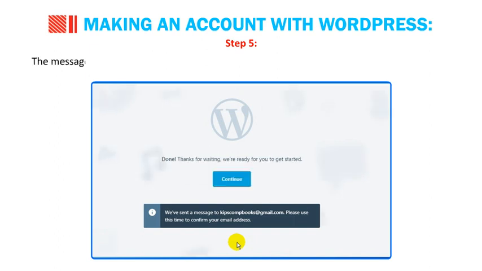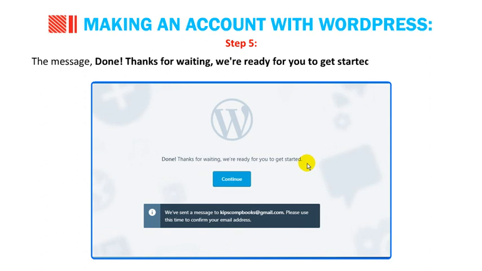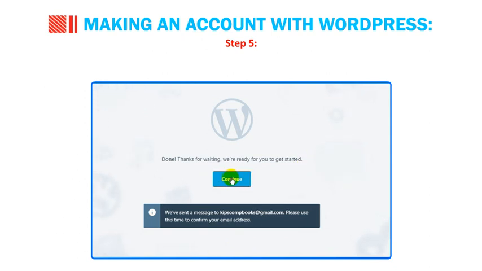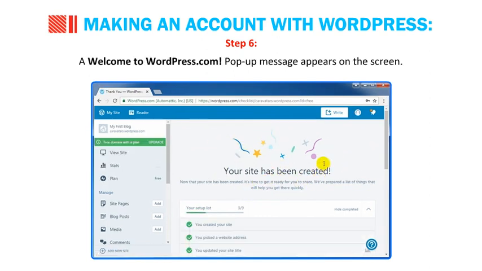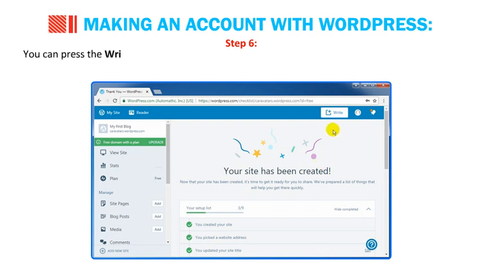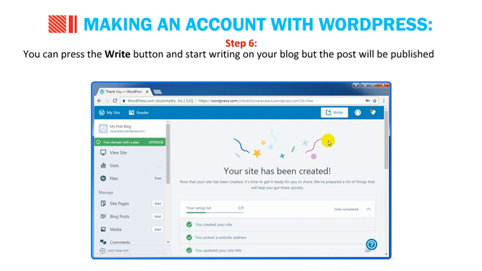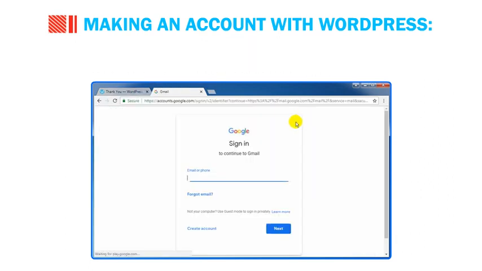Step 5. The message, Done. Thanks for waiting. We are ready for you to get started, will be displayed. Click on the Continue tab. Step 6. A Welcome to WordPress.com pop-up message appears on the screen. You can press the right button and start writing on your blog, but the post will be published only after you have confirmed your email ID and the site is activated.